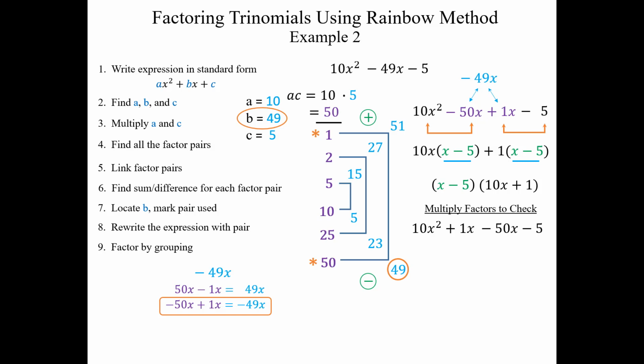Combining our like terms, we get 10x squared minus 49x minus 5, which is the expression we started with. So we see that we do have correct factors for that expression. And that concludes factoring trinomials using the rainbow method, example 2.